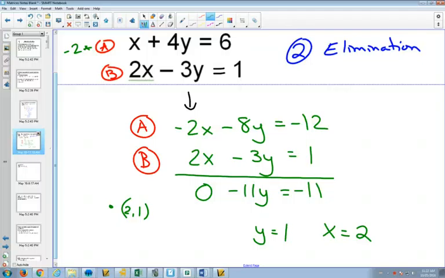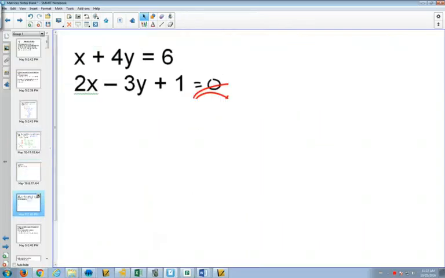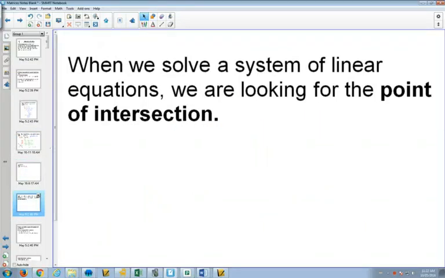Just a quick look at them. One line looks like it's going to have a positive slope. The other line is going to have a negative slope. So we can imagine one line going like this, the other line going like that, and they're intersecting at the point (2, 1). So when we're solving that system of linear equations, we're looking for that point of intersection.